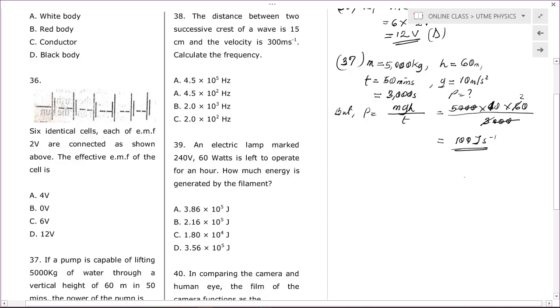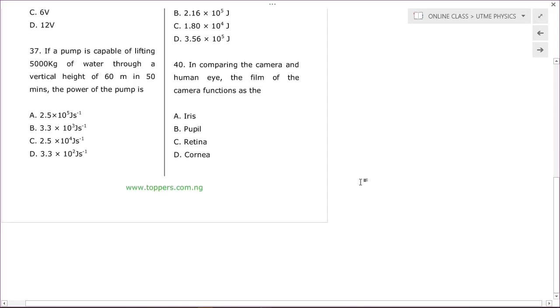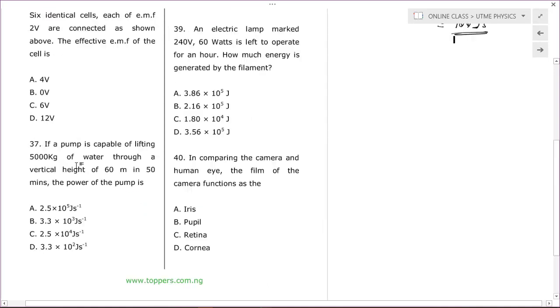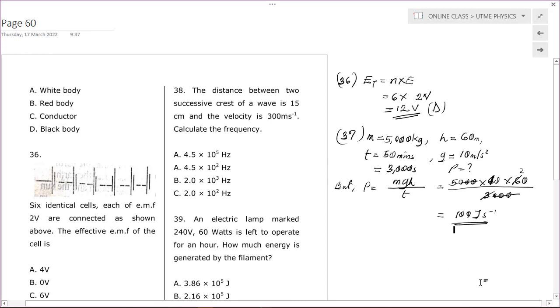Let's check it out. None of the options is correct here, so they didn't give us the correct option. So we go to number 38.